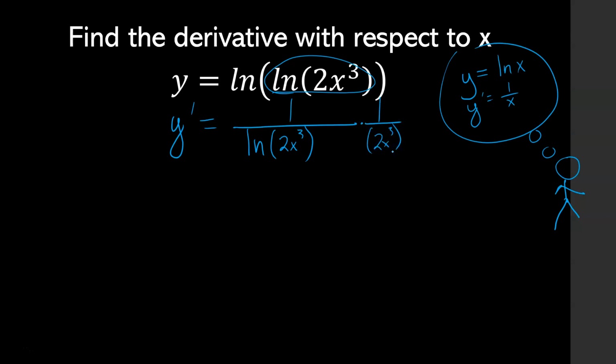Hopefully you're guessing. Chain rule, multiplied by 6x squared, not 3x squared, multiplied by 6x squared. Let's rearrange: 6x squared over 2x cubed times natural log of 2x cubed.